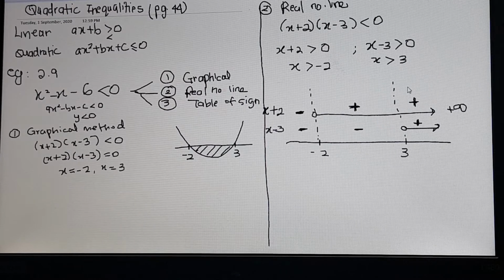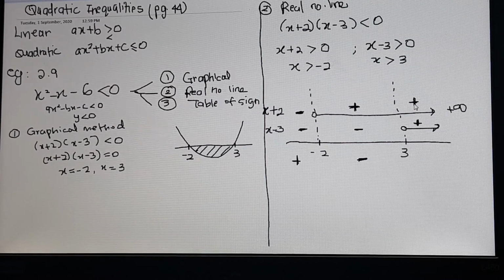Alright, then you have to note that the original question is that x plus 2 multiplied by x minus 3 must be less than 0. That means you multiply the two factors together. So minus meeting with minus, you have a positive sign here. And then positive and minus, you have a negative sign here. And then plus plus will become plus.